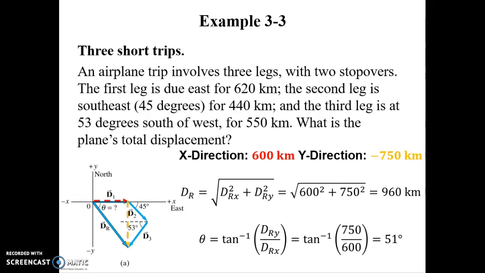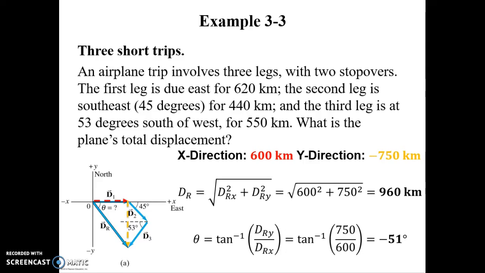By using Pythagorean theorem, we get 960 kilometers, and by using inverse tangent, we get 51 degrees. Again, our vector is in the 4th quadrant, so our angle is really negative 51 degrees. So our displacement has a magnitude of 960 kilometers and an angle of negative 51 degrees.